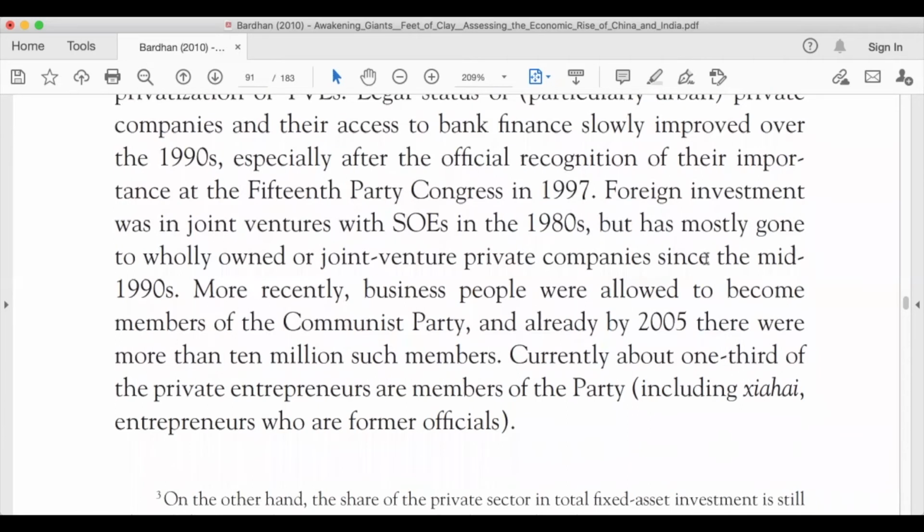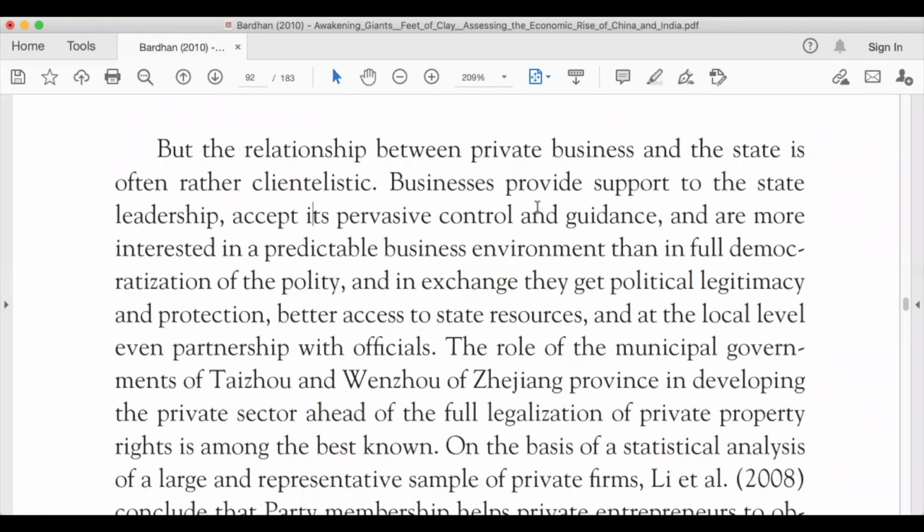More recently, business people were allowed to become members of the Communist Party, and already by 2005, there were more than 10 million such members. Currently, about one-third of the private entrepreneurs are members of the party. But Bardhan says the relationship between private business and the state is often rather clientistic. You know the word clientism. We've looked at it in a previous class.